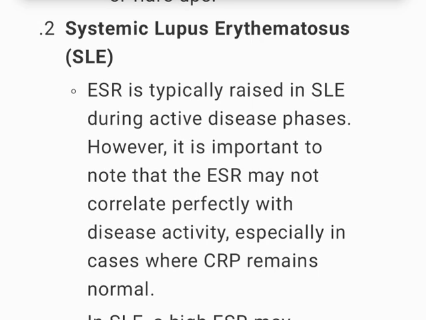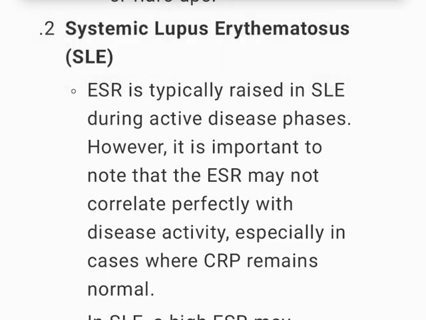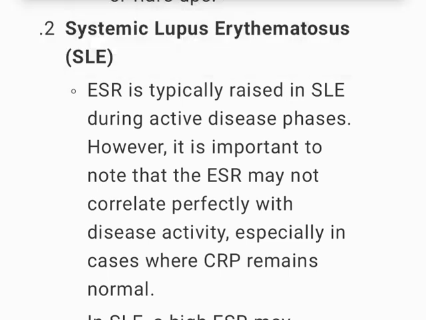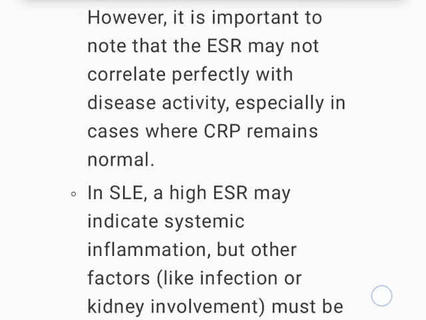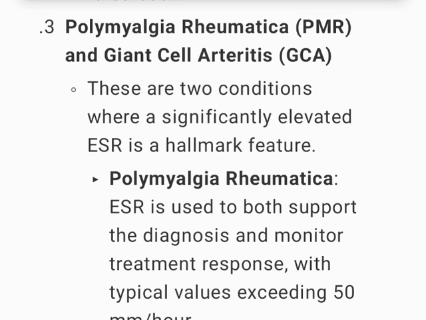Number 2. Systemic lupus erythematosus, SLE. ESR is typically raised in SLE during active disease phases. However, it is important to note that the ESR may not correlate perfectly with disease activity, especially in cases where CRP remains normal. In SLE, a high ESR may indicate systemic inflammation, but other factors, like infection or kidney involvement, must be ruled out.